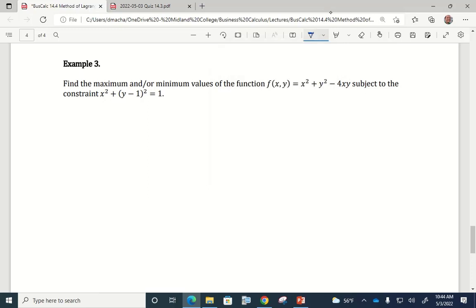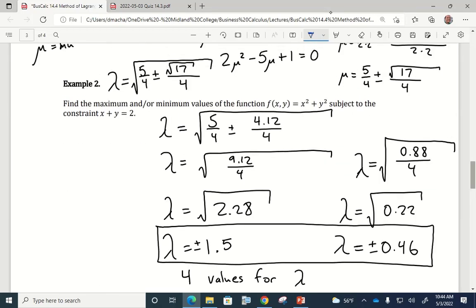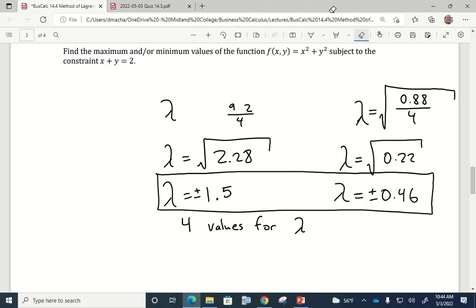So find the minimum or maximum of this function subject to this constraint. I don't like that one. Let's go to number 2. Well, number 2 is covered up in work. I'm going to erase my work so that I can do number 2 with you guys. Find the minimum or maximum of this function subject to the constraint.